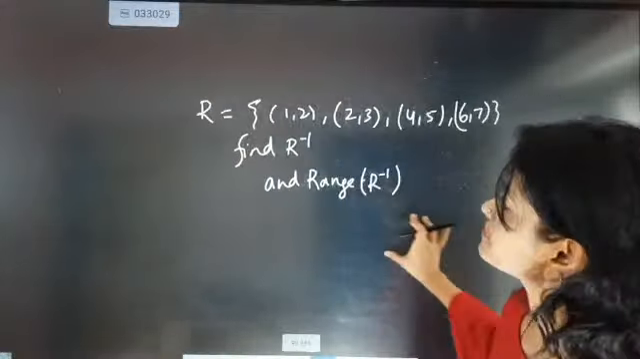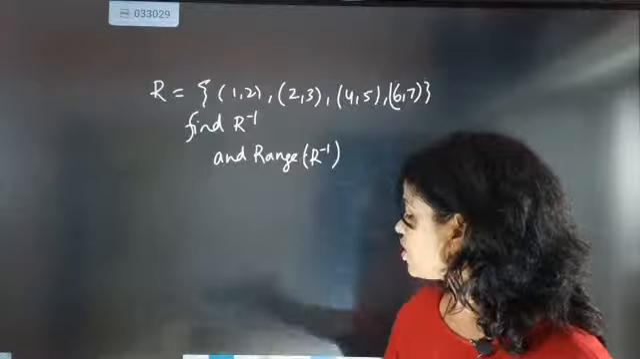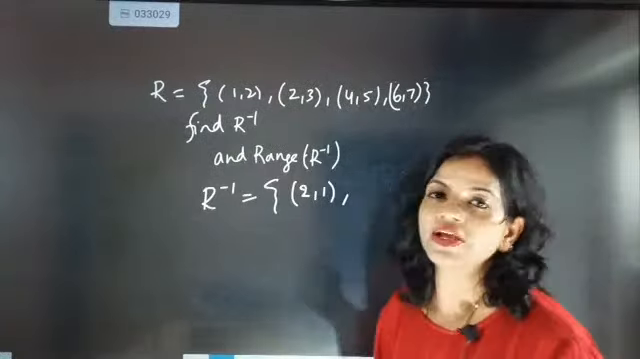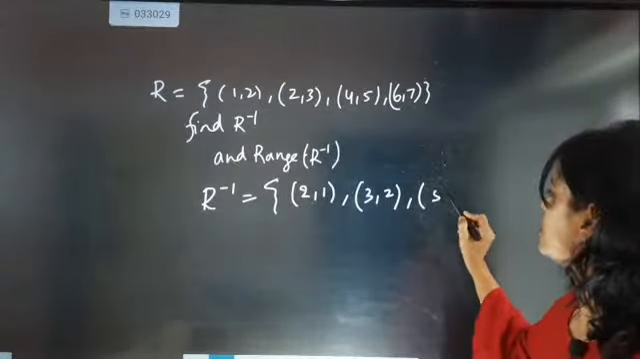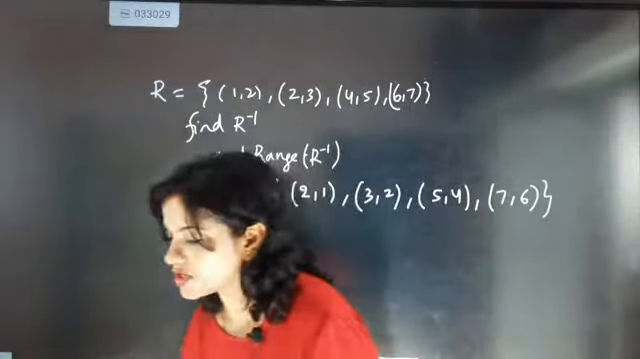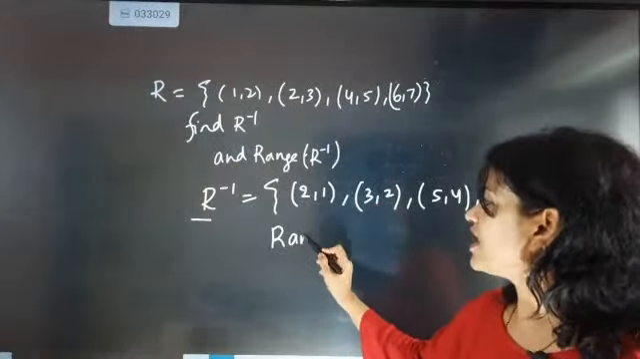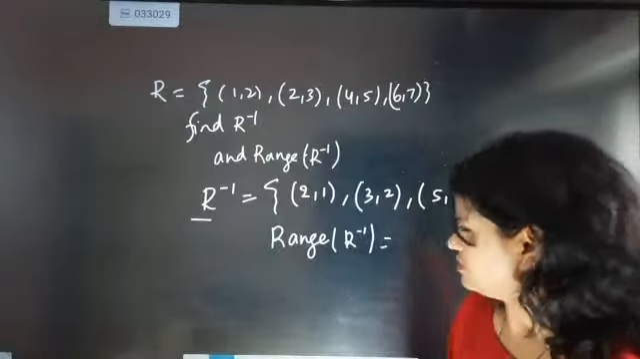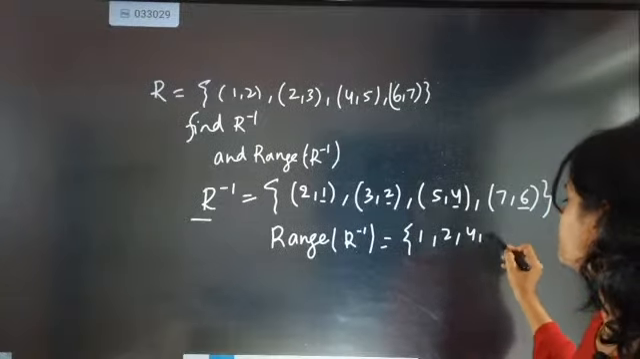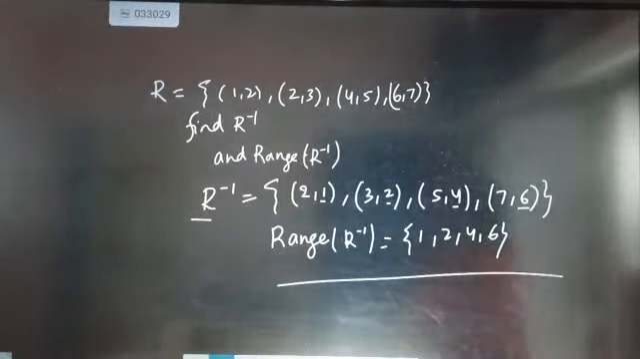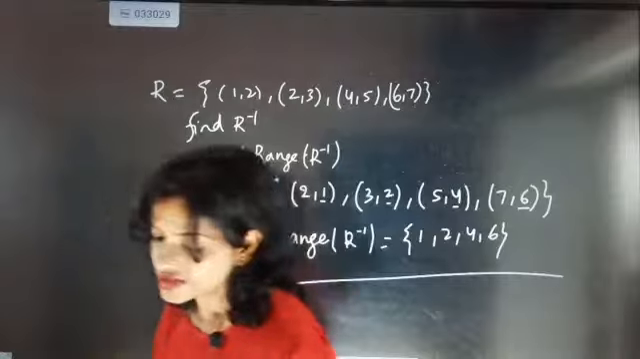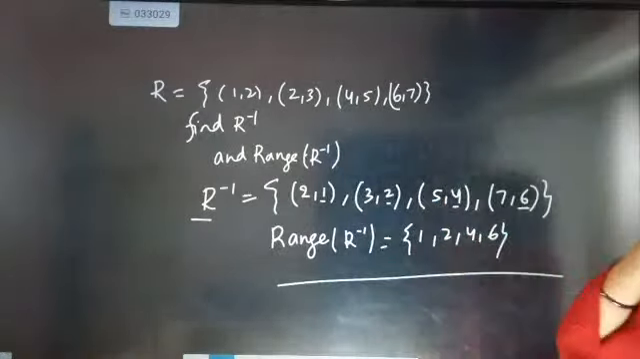So here the relation is given as this one. So now what will be R inverse? You know that if you change the order, you will get R inverse. So the inverse will be (2,1), (3,2), (5,4) and (7,6). So this is exactly the inverse of R. Now the range of R inverse, because they are asking range of R inverse, will be 1 2 4 6. 1 2 4 6 is the range of R inverse, and that is 100% true. You are absolutely correct.